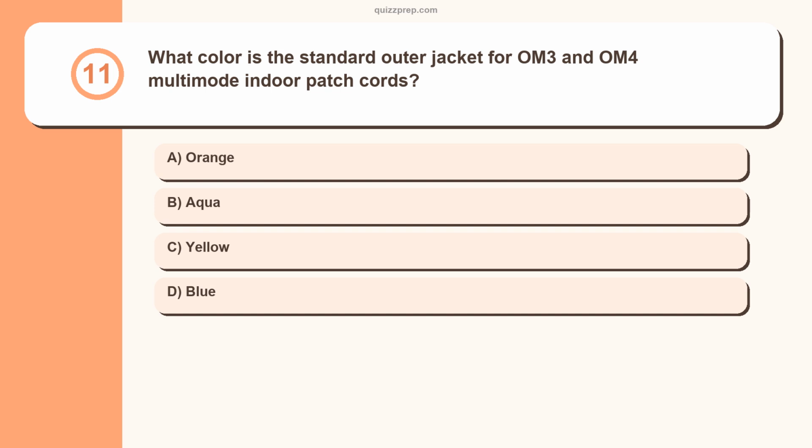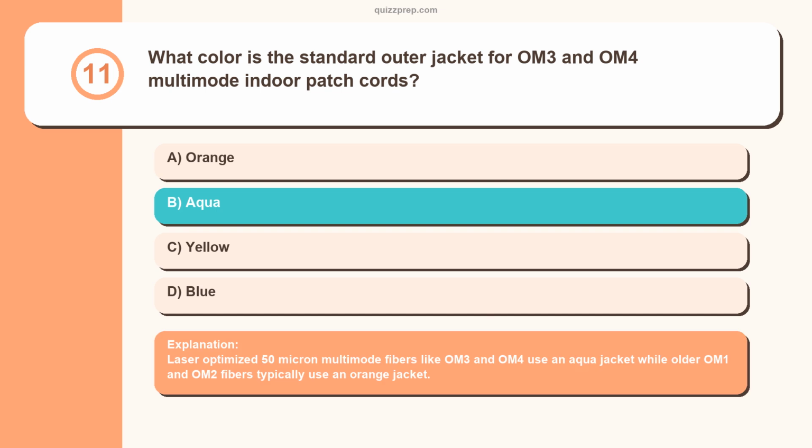Question 11. What color is the standard outer jacket for OM3 and OM4 multimode indoor patch cords? Orange, aqua, yellow, blue. Laser-optimized 50-micron multi-mode fibers like OM3 and OM4 use an aqua jacket, while older OM1 and OM2 fibers typically use an orange jacket.